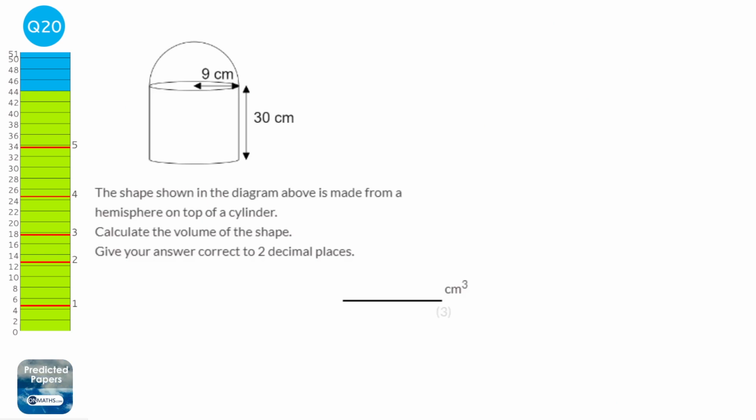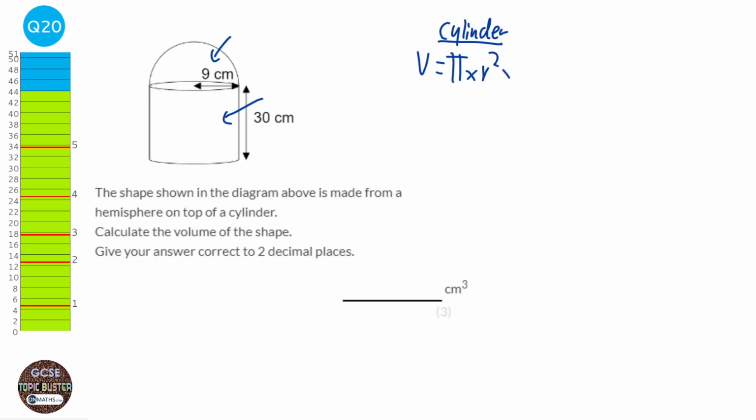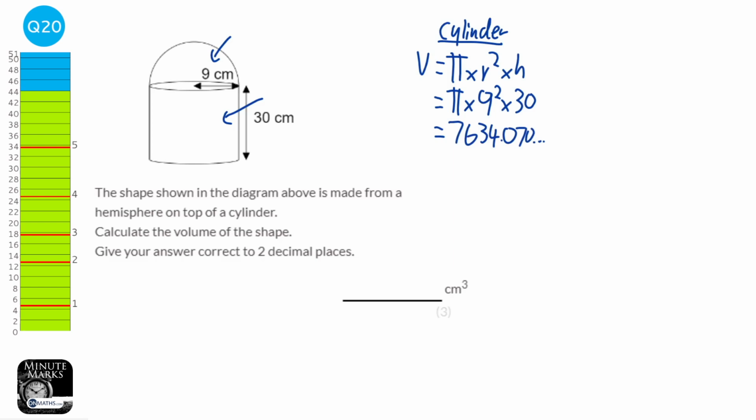There are two shapes we need to find the volume of. There's this cylinder here and this hemisphere here. So we might as well start with this cylinder. The formula for the volume is pi times r squared times height. So the radius is 9, so 9 squared times the height, which is 30. And when we work that out, we get 7,634.070, and so on.